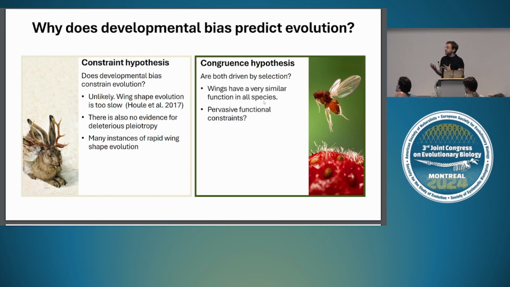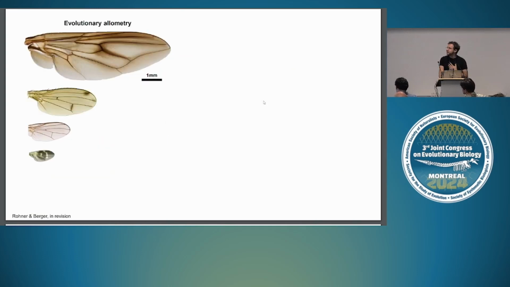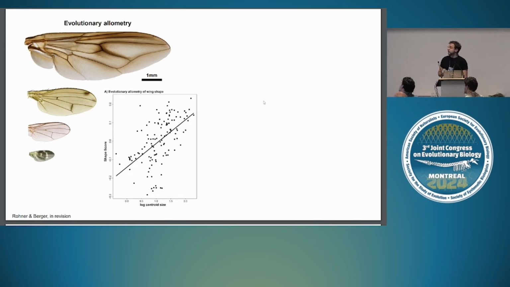Now, fly wings have a very similar function in all species. They're used for flight, and maybe that's why they all face pervasive functional constraints. How are we able to look at functional constraints in thousands and thousands of species? I think this is going to be really hard, but there are some hints at least that we can look at, and that is when we look at the allometric scaling between wing shape and size. If a fly gets larger, flight dynamics get different, and they have to somehow adjust their wing shape in order to still function. We see a very large range of body size in flies, and that is correlated with variation in wing shape.